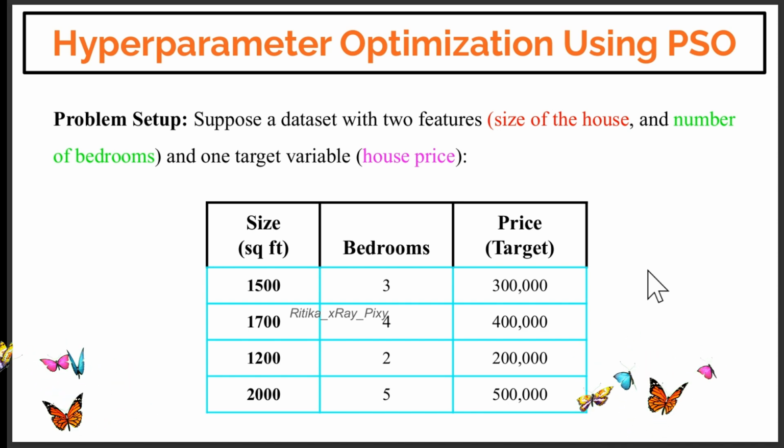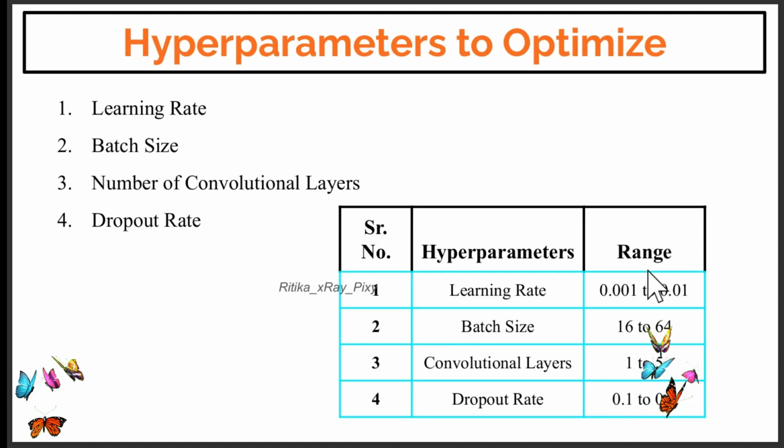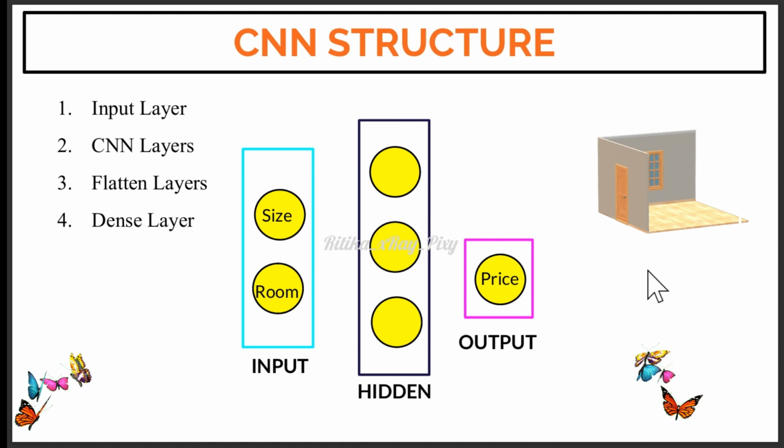After that we have the basic CNN structure. In the input we have size and bedrooms, that is converted to an image-like format. Next we have the convolutional layer, where the number of layers is to be optimized. Then we have the dense layer, that is the output layer to predict the price.